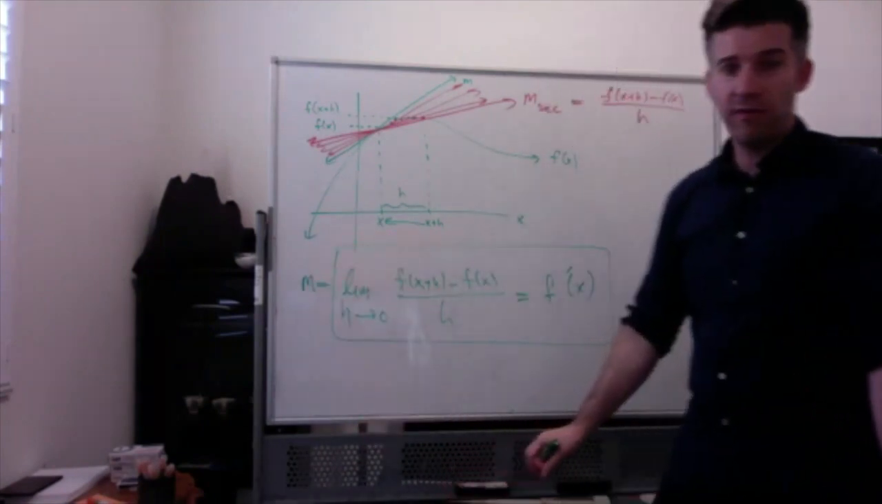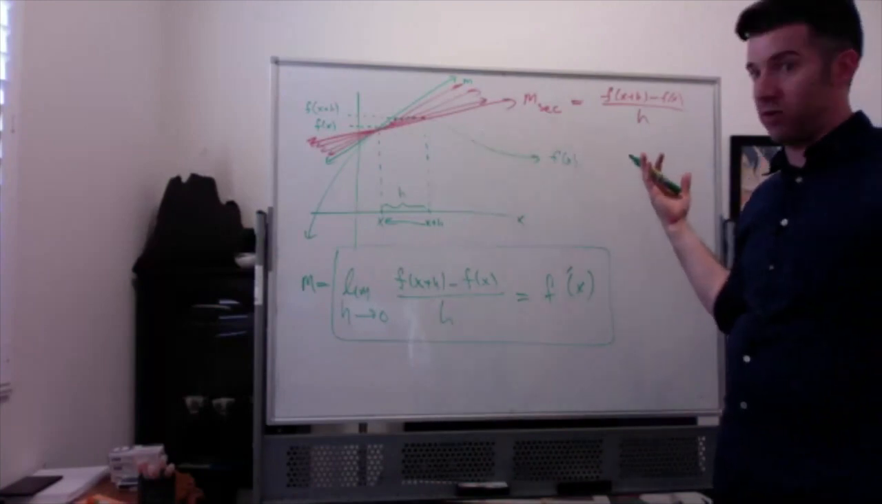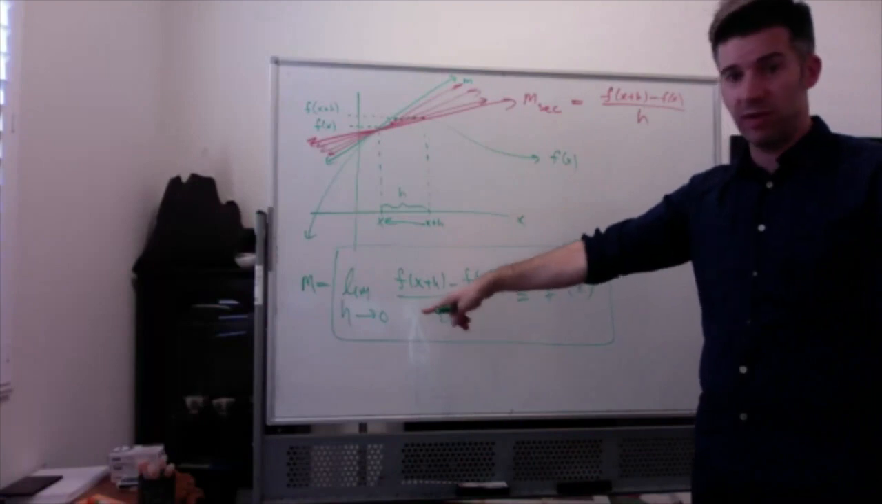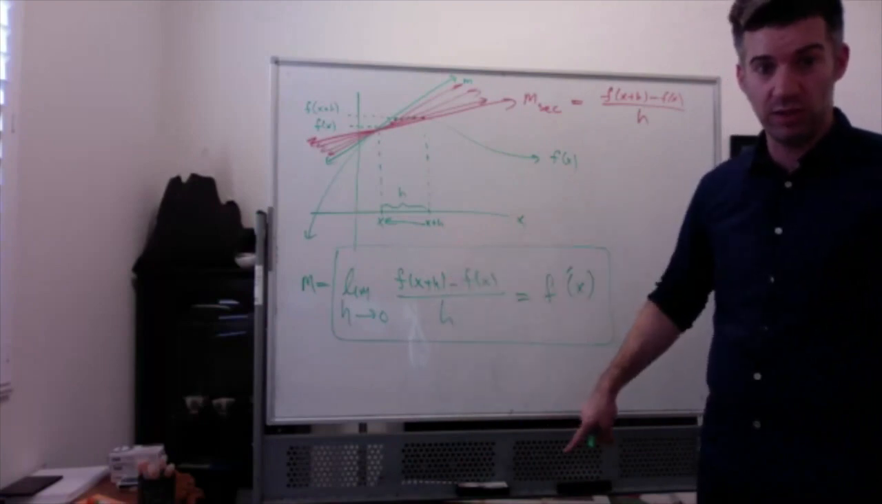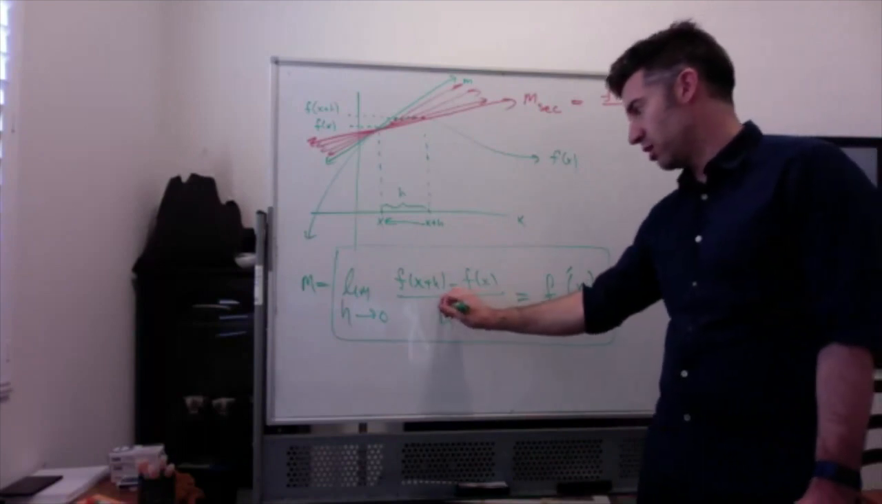So the derivative of a function at x, where x can be any of the values on the function, is equal to the limit as h goes to 0 of this expression, which is often called the difference quotient. Limit as h goes to 0 of f of x plus h minus f of x all over h.